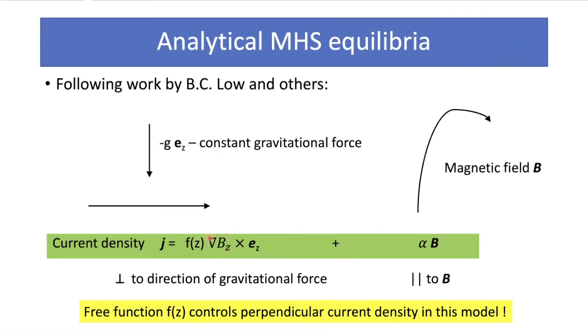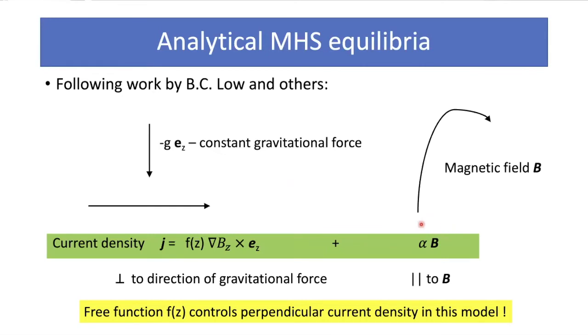And we have the gradient of the magnetic field in the Z direction here, and the free function which depends on the height. So this, unfortunately, is one of the assumptions we need to make. I will not go into why this is necessary, but the essence is it's necessary to make any analytical progress. So that's the limitation here.